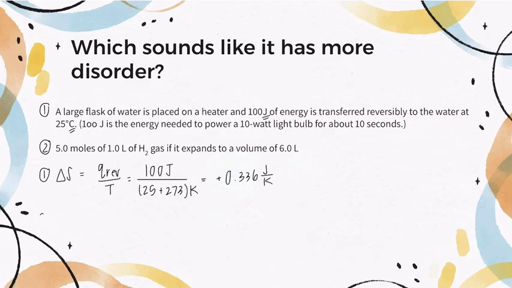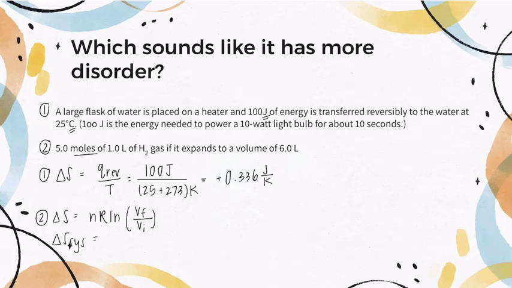So then number 2, calculating my delta S, I have moles, I have a gas, I have an initial volume and a final volume. So based on my equation, I'm going to say, okay, I have my nR ln of V final over V initial, which looks a lot like our ideal gas law. In this case, it's going to be the delta S of our system.